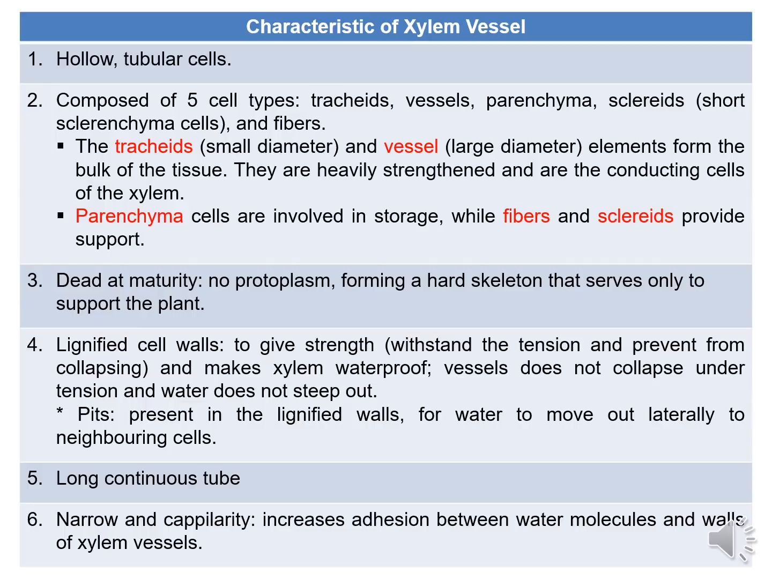The xylem vessel is also lignified on its cell wall. This is in order to give strength to withstand the tension, to prevent them from collapsing, and to make the xylem waterproof. The vessel does not collapse under tension and water does not seep out. That is the purpose of lignification of the xylem vessel cell wall. By lignifying the cell wall of xylem, the lignification gives strength by withstanding the tension and preventing the vessel from collapsing.